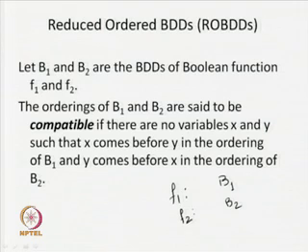The orderings of B1 and B2 are said to be compatible if there are no variables x and y such that x comes before y in the ordering of B1 and y comes before x in the ordering of B2. If we do not have such a scenario, then we can say that this is a compatible variable ordering. That means, in B1 if x comes before y, then in B2 also x must come before y. If y comes before x in B2, then we do not say that these two have a compatible variable ordering. So, we can say that two BDDs have compatible variable ordering if they have the same variable ordering.